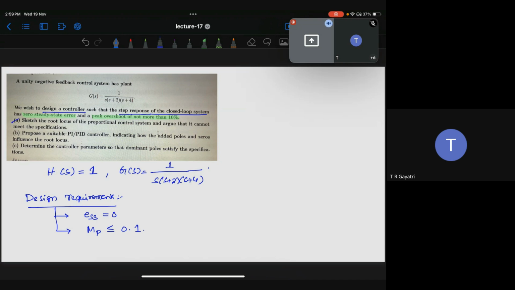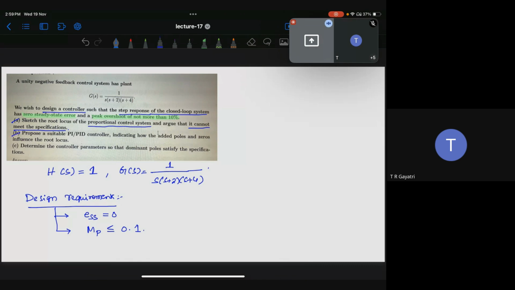Sketch the root locus of the proportional control system and argue that it does not meet these specifications. Okay, that is the first question. We need to draw the root locus with the proportional control system, and argue that it does not meet the specifications.